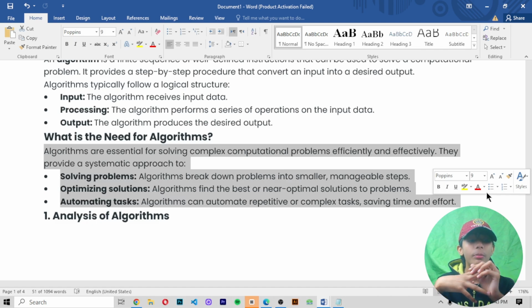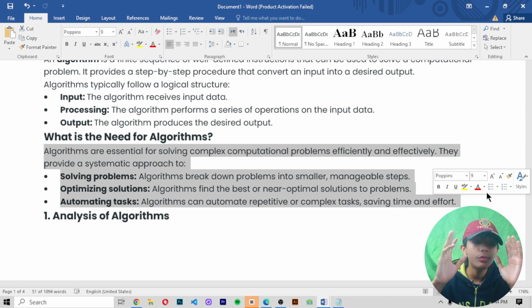Number two, optimizing the solution, meaning algorithms find the best or near optimal solutions to problems. Number three, automating the tasks. Automating the tasks means that algorithms can automate repetitive or complex tasks, saving time and effort.